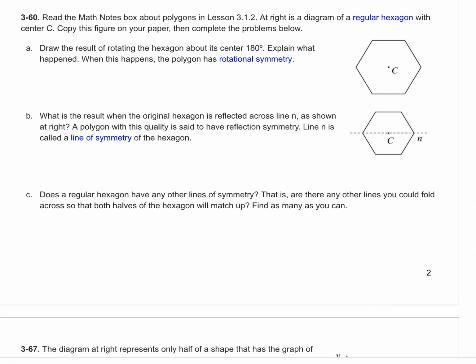3-60. Read the Math Notes box about polygons in lesson 3.1.2. At right is a diagram of a regular hexagon with center C. Copy this figure on your paper, then complete the problems below. Well, I guess we don't have to do that since it's a worksheet. But we do need to complete the problems below.